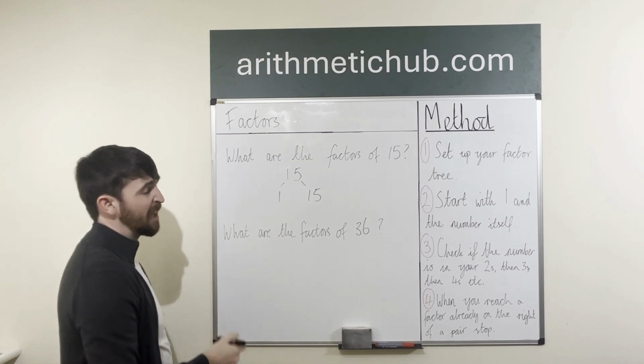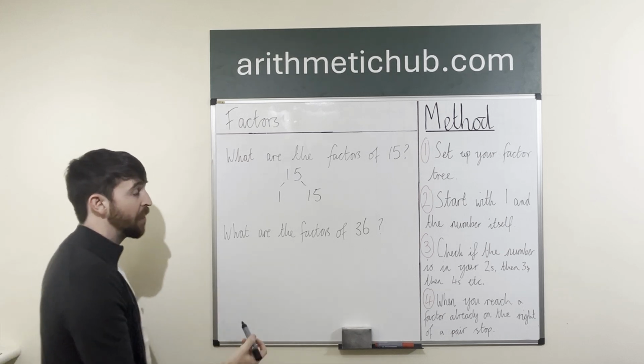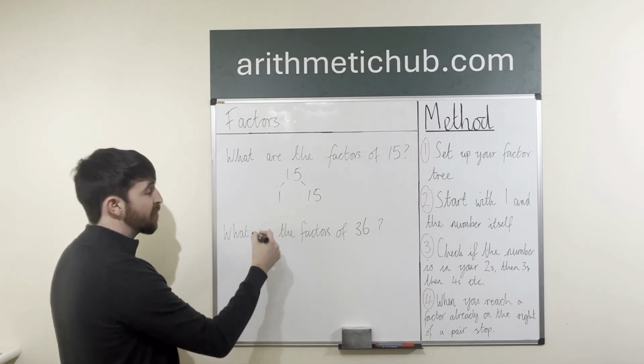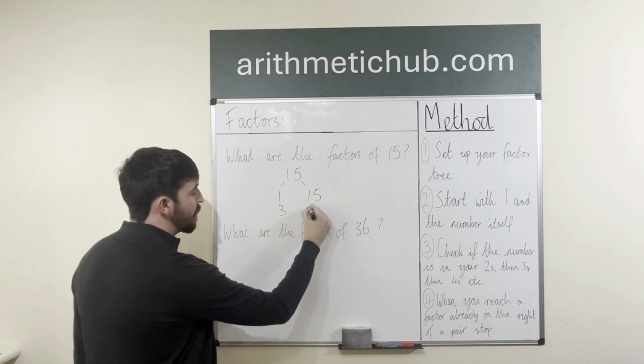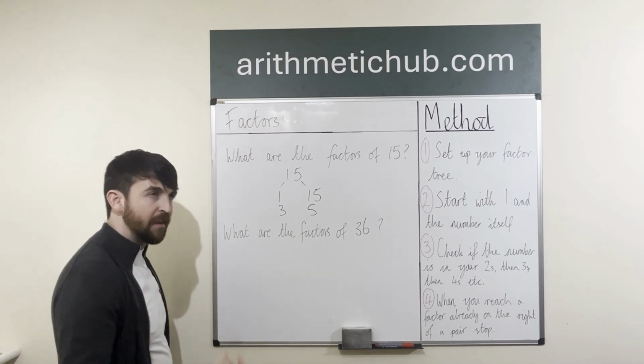So, is it in the 2 times tables? No. So then what we do is we move on to the 3 times tables. Is it in the 3 times tables? Well, yeah, because 3 times 5 is going to give us 15. Okay, then we move on again. Is it in the 4 times tables?